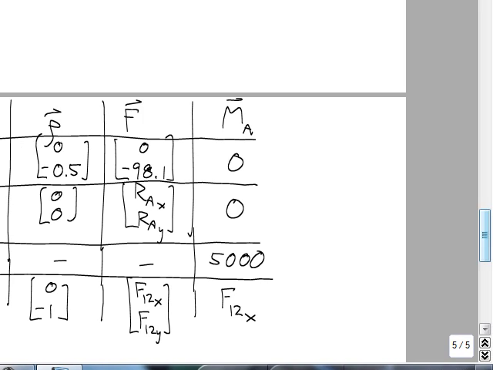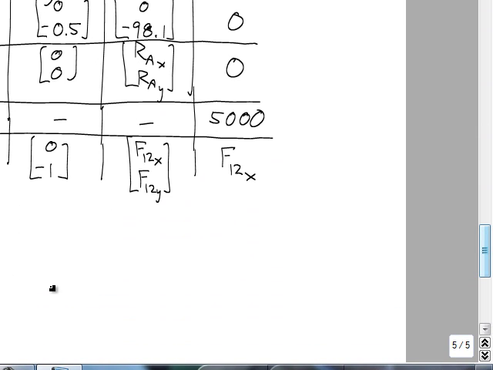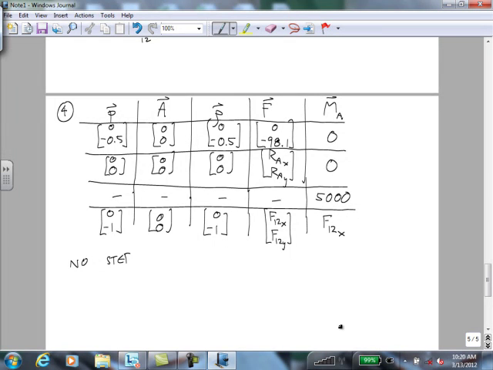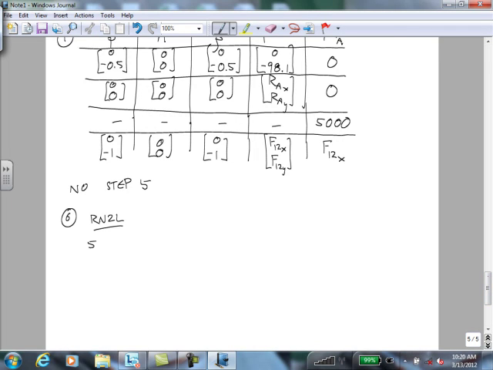Do we need step 5 for this body? It has a fixed point, so we don't need it. We only need it when we're dealing with the center of mass. So no step 5. So step 6, rotational Newton's second law. Add these up. 5,000 plus F12x is equal to 3.333 times the angular acceleration.